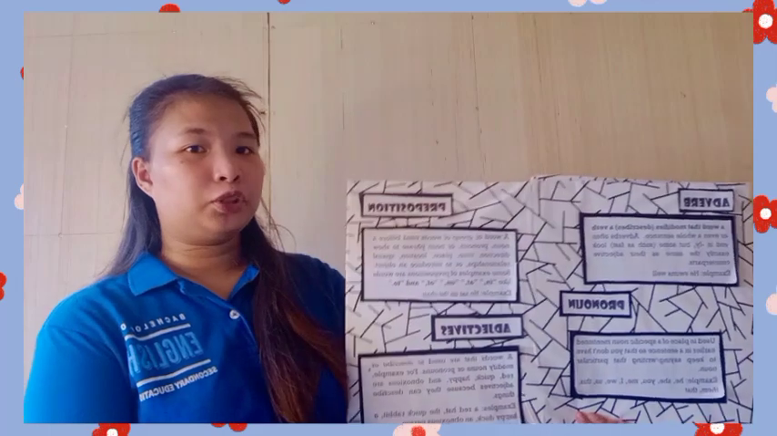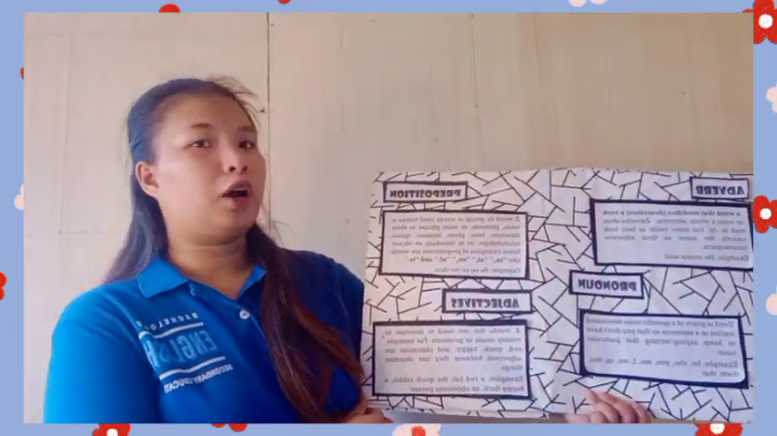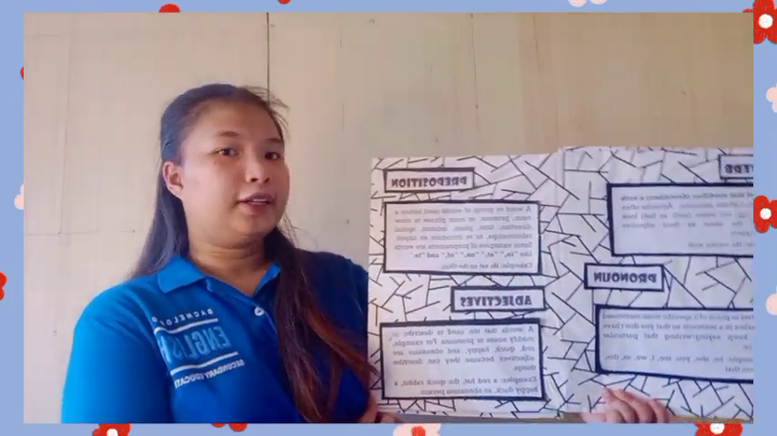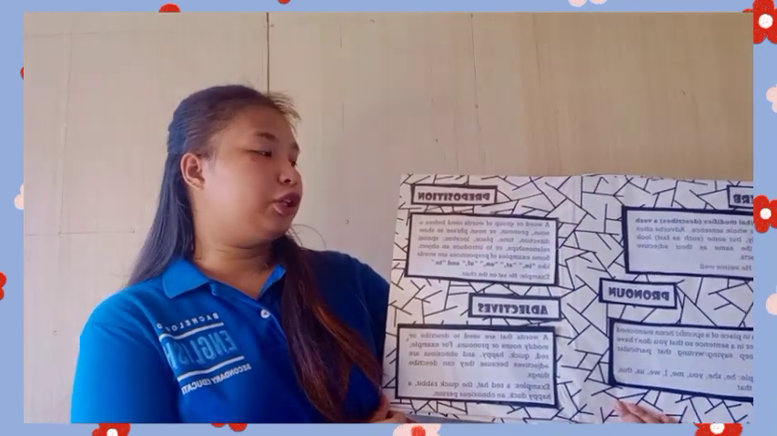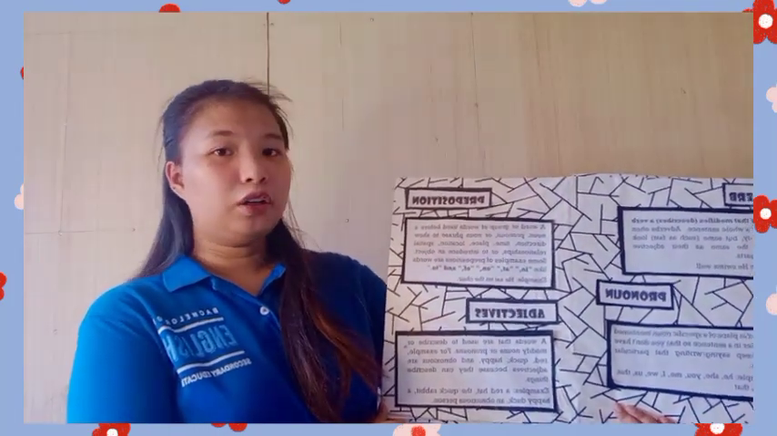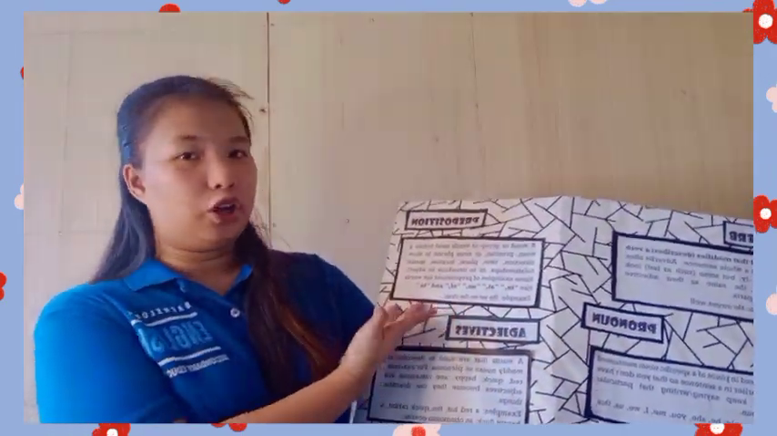Let's proceed to preposition. A preposition, a word or a group of words used before a noun, pronoun, or noun phrase to show direction, time, location, spatial relationship, or to introduce an object. Some examples of preposition are words like in, on, off, at, and to. For example, he sat on the chair.